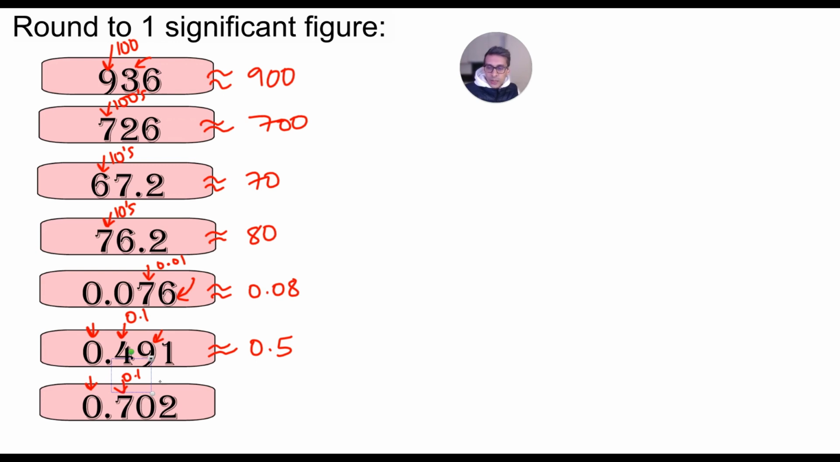And you can see, because the decider is 0, it's going to stay as 0.7. And those are your answers. So I hope that was useful, and I hope you got these correct. We've got 1, 2, 3, 4, 5, 6, 7 questions. There's more practice coming up here.